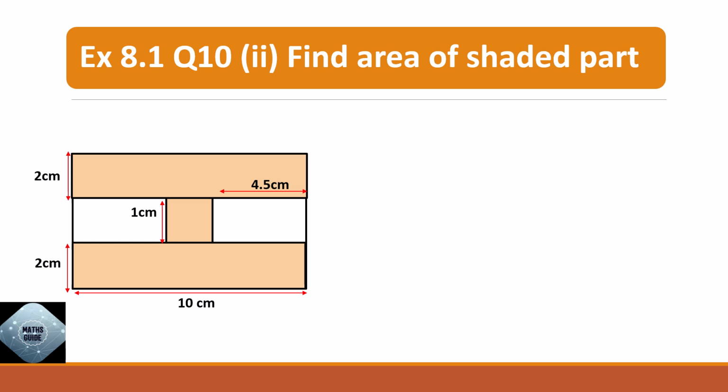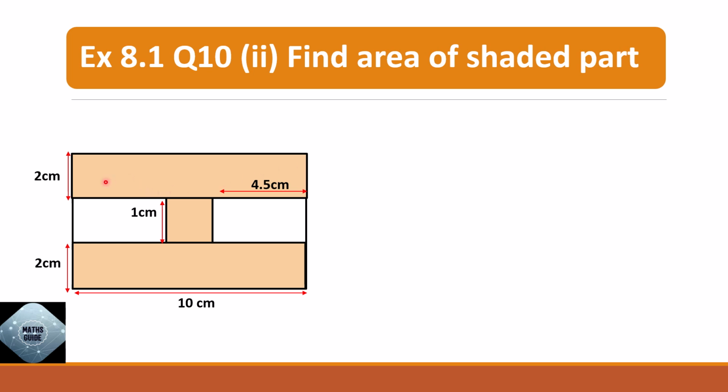This is question number 10 part 2. Again we have to find out the area of a shaded portion. Now look at this diagram very carefully. This is a big rectangle and the two dimensions are 10 centimeter and this side is 2 centimeter plus 1 centimeter and this 2 centimeter. It means total 5 centimeter. But we have to find out the area of only the shaded portion.